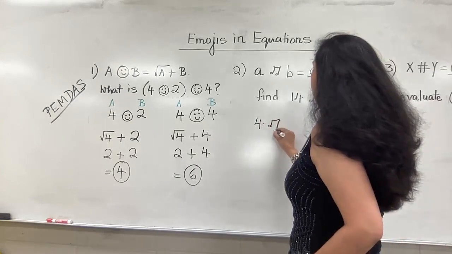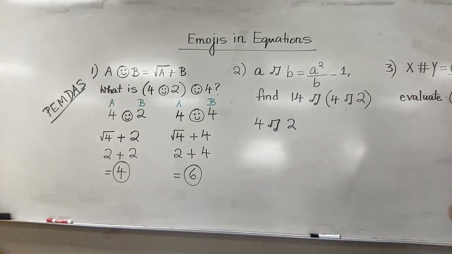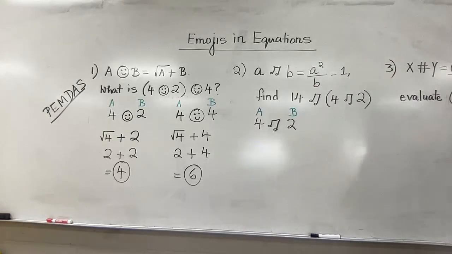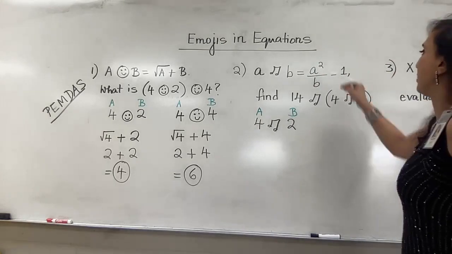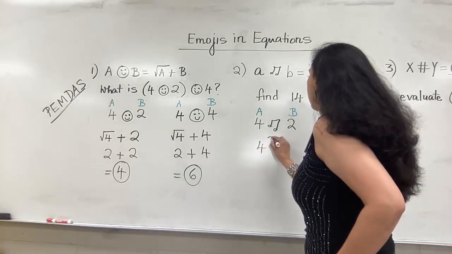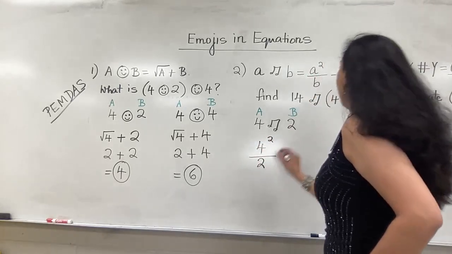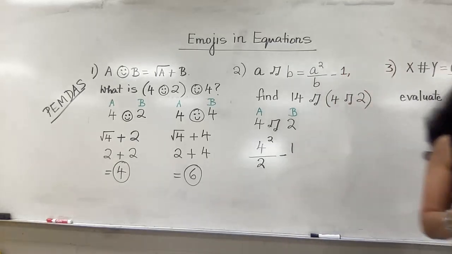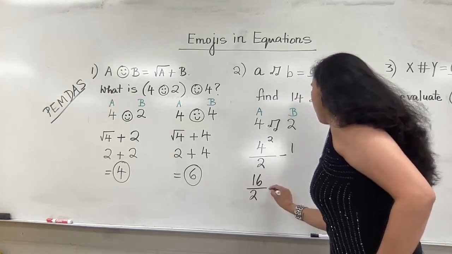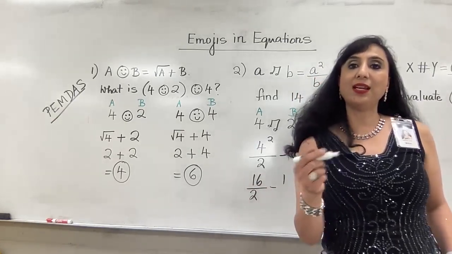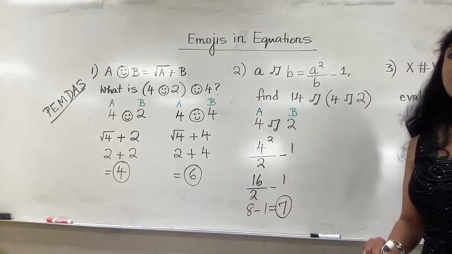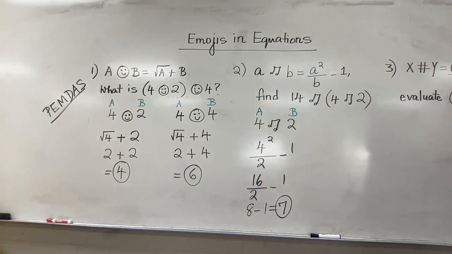Again the same principle follows, where this is A and this is B, and it's telling me this means A squared over B, minus 1. A is 4, so it's 4 squared over B, which is 2, minus 1. 4 squared means 4 times 4, which gives me 16 over 2 minus 1. 16 divided by 2 is 8, and 8 minus 1 is 7. So the parentheses part is 7.